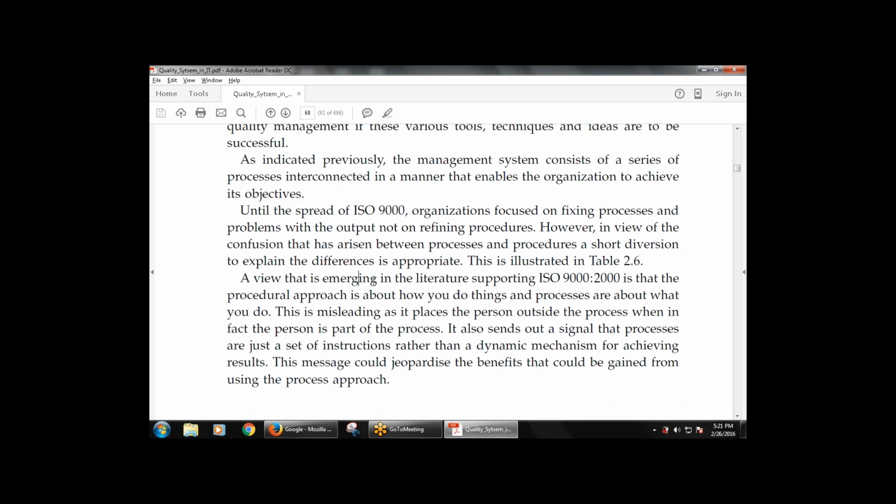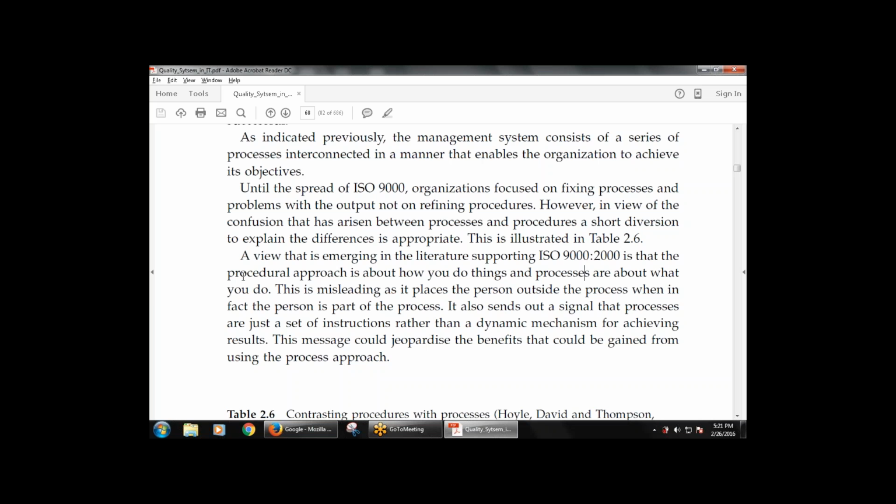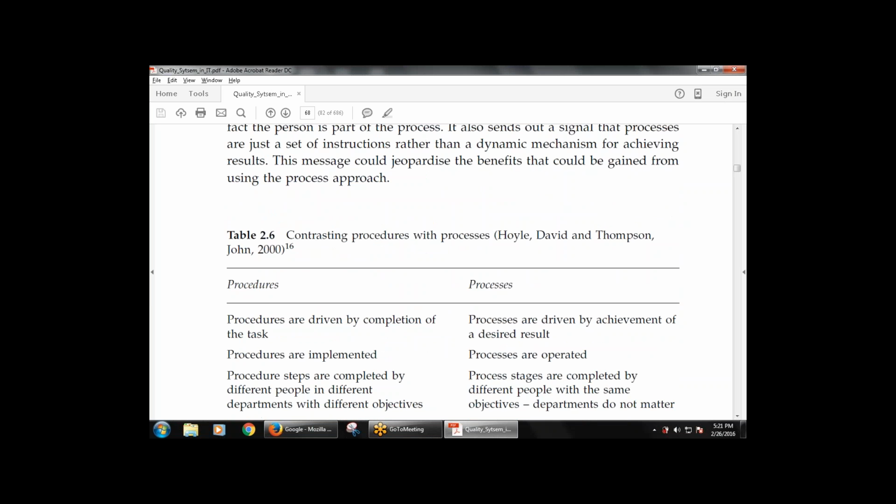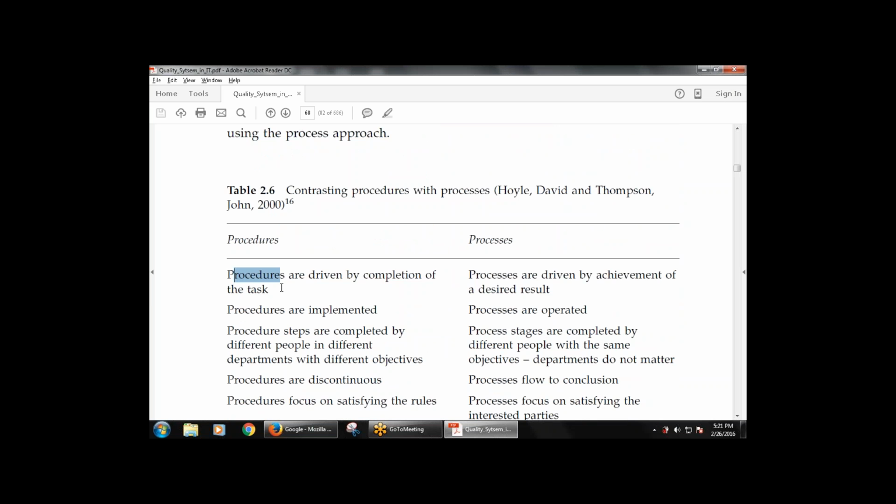And a view that is emerging in the literature supporting ISO 9000:2000 is that the procedural approach is about how you do things, and the process is about what you do. That means the various procedures by which we can build things or measure things. Procedures are driven by the completion of the task, so when the tasks are completed, the procedure is fulfilled.